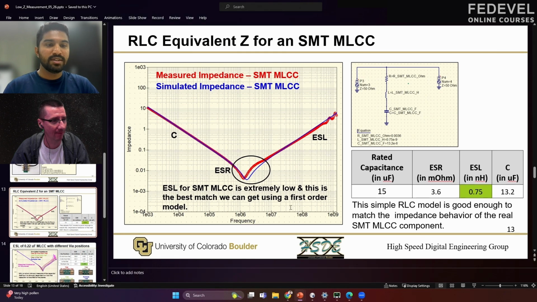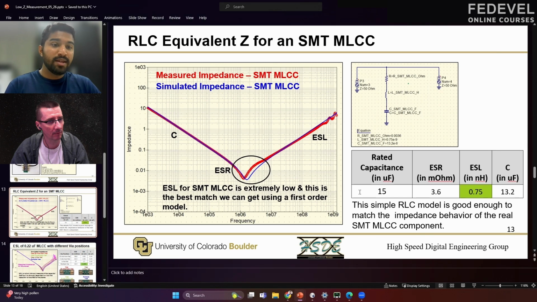At the lower frequencies, the capacitive behavior of the capacitor will dominate the impedance. And after the resonant frequency, the inductive behavior will start dominating the impedance. That's why we'll see the graph moving upwards kind of linearly. So this is the measured data in red. Then we have used a simple first order RLC model to fit the data as we discussed earlier. And when we fit the data, we get a fairly decent correlation between the measured and the simulated data.